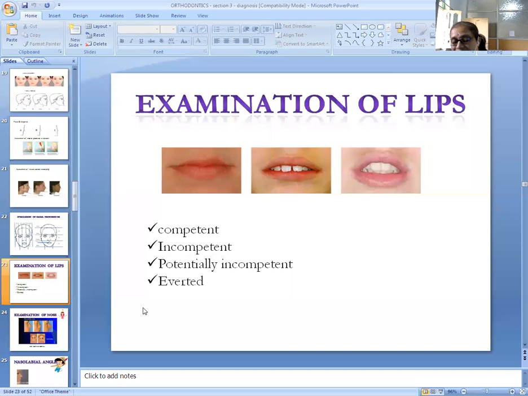According to the time schedule, we'll have to stop here. But till the next class, I have given the assignment: what are golden proportions. For the next class, you should know what the golden proportions are. Fine. Thank you.